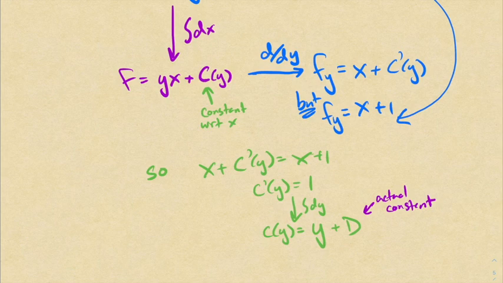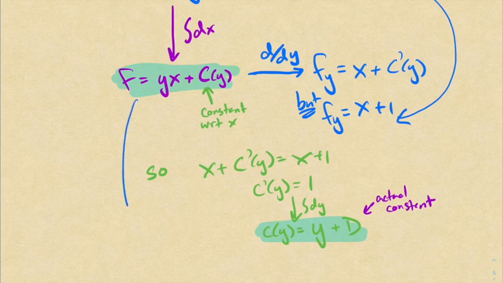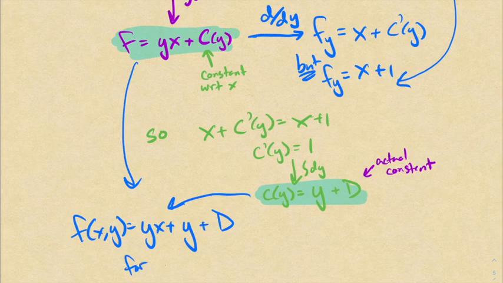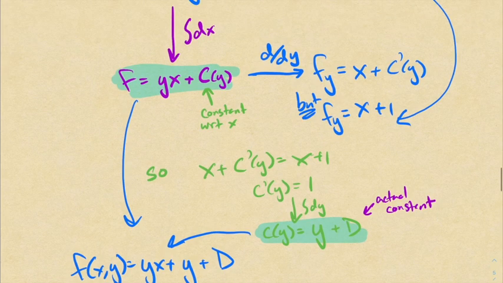So putting it all together now, we said f was yx plus this function c of y. Now we know what that function c of y is. So we put it all together, and we get that f of x, y is yx plus y, plus some constant d. And you can check that, yes, if you take the gradient of this function, you'll definitely get to where we started.